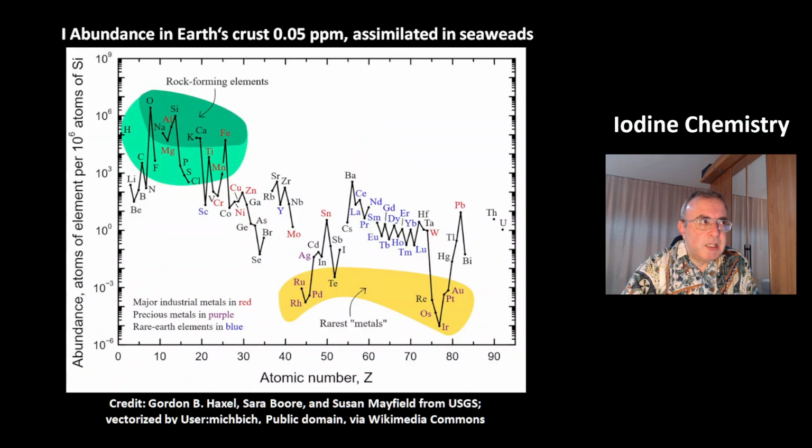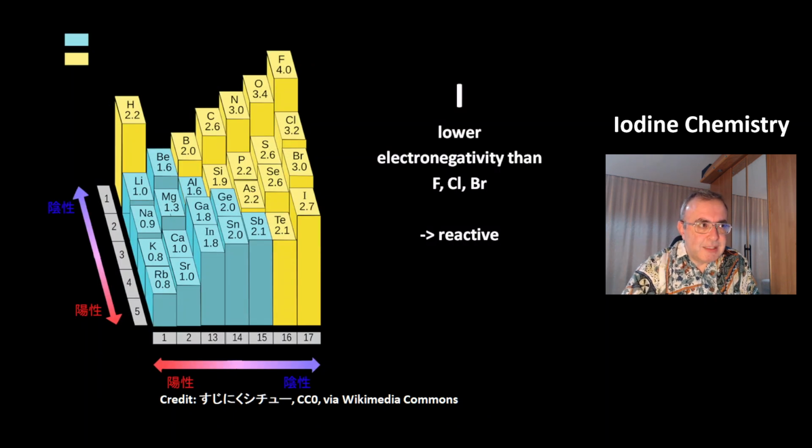This is a picture of the abundance of the chemical elements in the Earth's crust. Iodine abundance is about 0.05 parts per million. Iodine is here. However, it is assimilated in seaweeds. This is a diagram of the electronegativity of the chemical elements, and iodine has a lower electronegativity than fluorine, or chlorine, or bromine, but it is still very reactive.